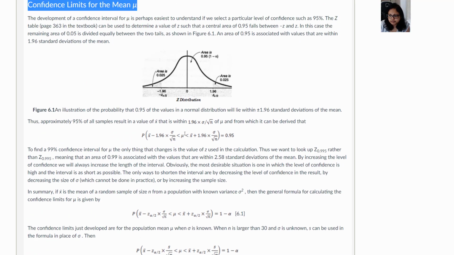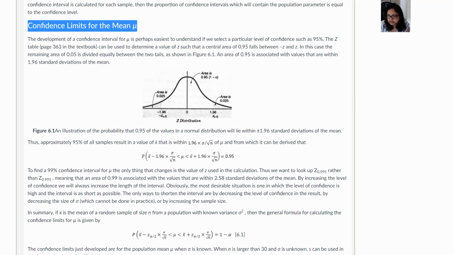So in the Z distribution, we basically need two values: the Z critical value for that specific level of significance, and then sigma divided by root n. That's the standard error for the mean. These are the two values we need to find. If we know these two values, we can easily find the confidence interval.